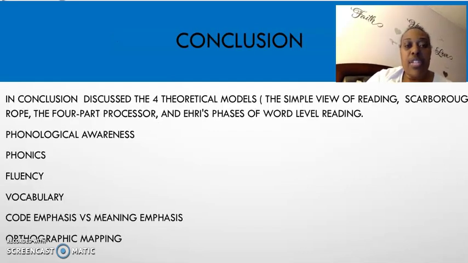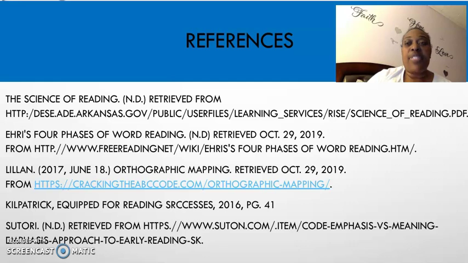Now, in conclusion, we discussed the four theoretical models: phonological awareness, phonics, fluency, vocabulary, code emphasis, meaning emphasis, and orthographic.